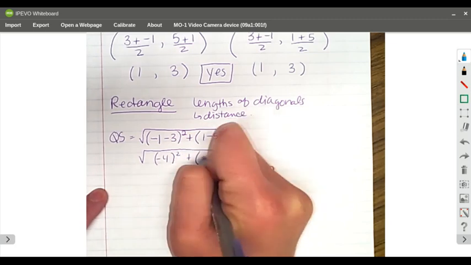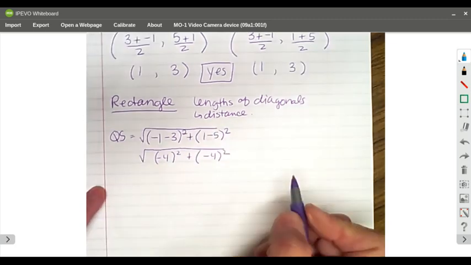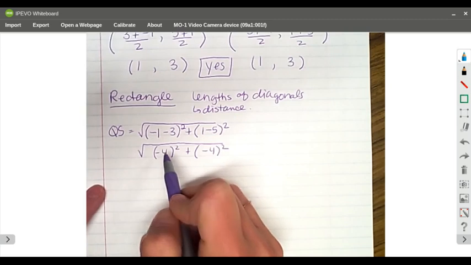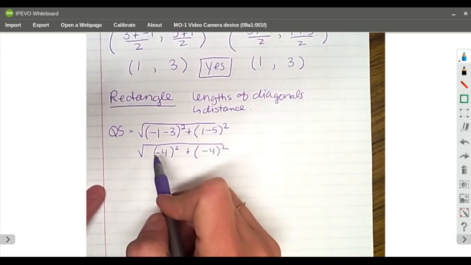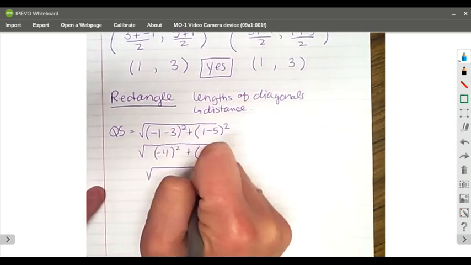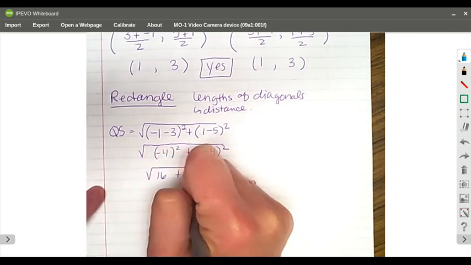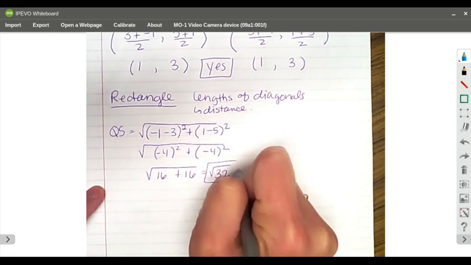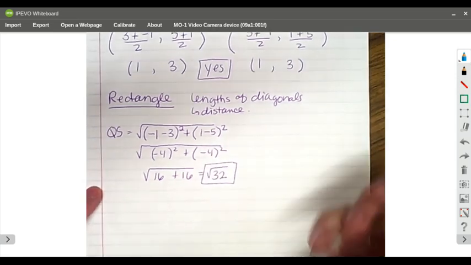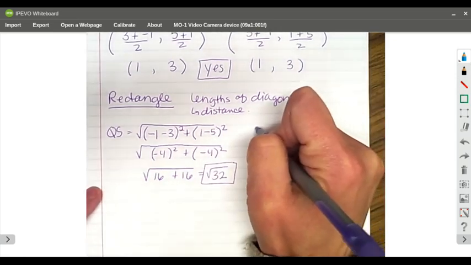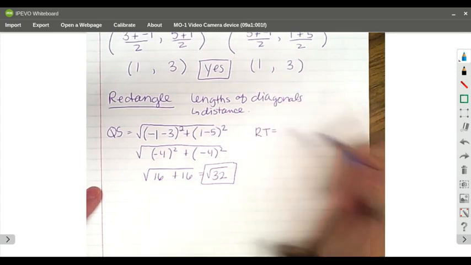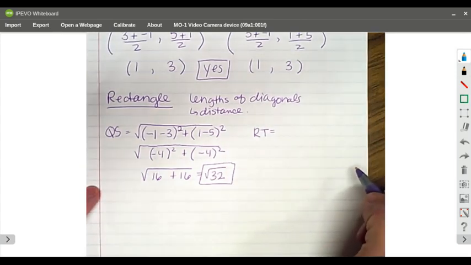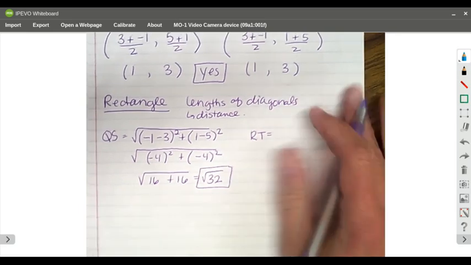1 minus 5 is also negative 4. When you square a negative number, you're multiplying it by itself. So negative 4 times negative 4 is positive 16, also positive 16. So this is the square root of 32, which you could get the decimal for, but we don't really need it because we're really just comparing it to RT. So if RT is also the square root of 32, then yes, it is a rectangle.